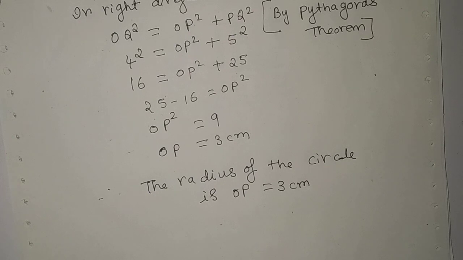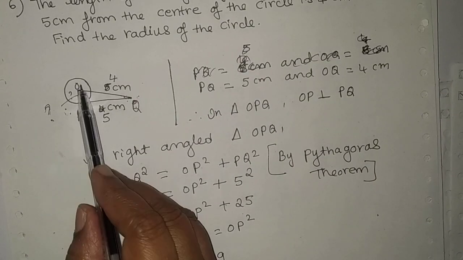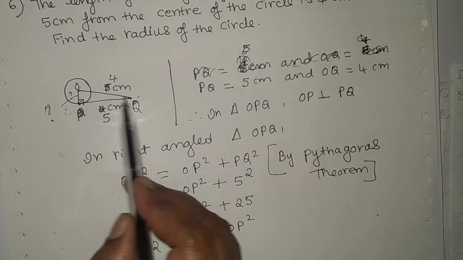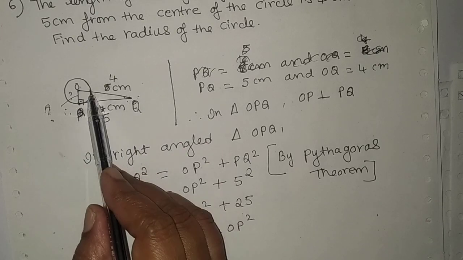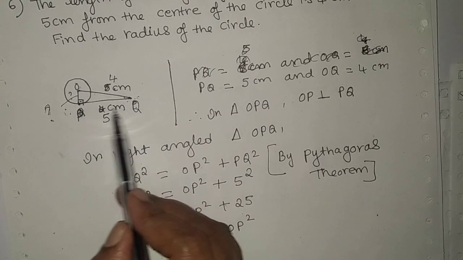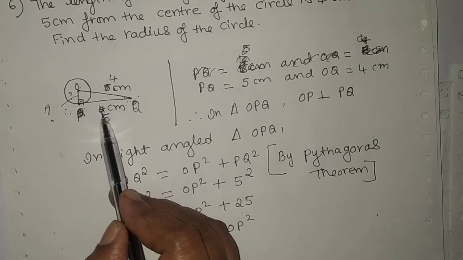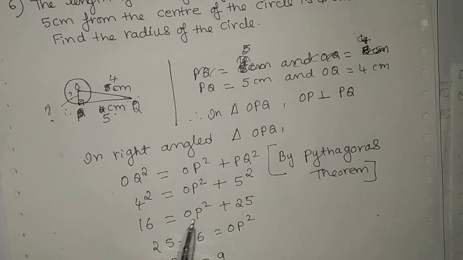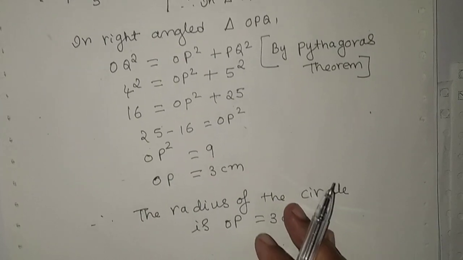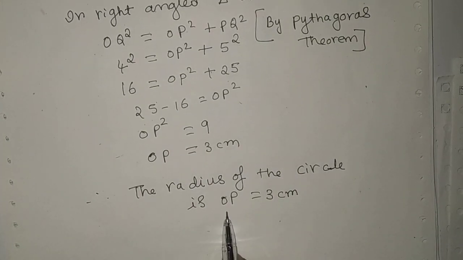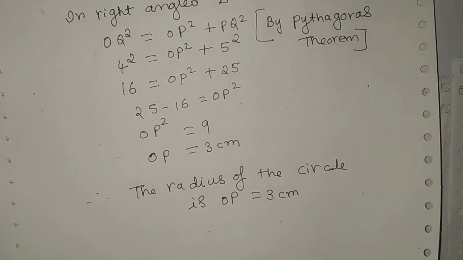So just draw the circle and a tangent, then join the triangle here. From the center, that is the radius, join this triangle. The distance between these two is given as 4 centimeters and the length of the tangent PQ is given as 5 centimeters. Then apply the Pythagoras theorem for this right angle triangle, substitute the values and find out the radius of the circle. So this is the solution. Next we move on to the 7th one.